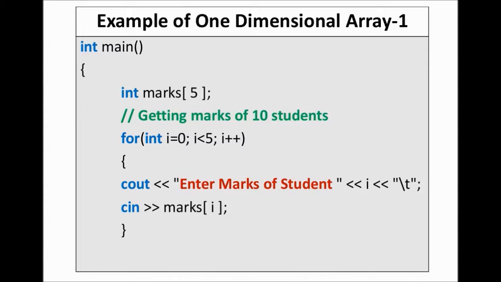In int main we declare an array, int marks, with 5 elements. Then we use a for loop: int i is equal to 0, i less than 5, i plus plus. Then we use cout and cin statements to insert marks of the students into this array. We write cout enter marks of the student and cin marks, and into brackets the index position, which starts from 0 and goes to 4.